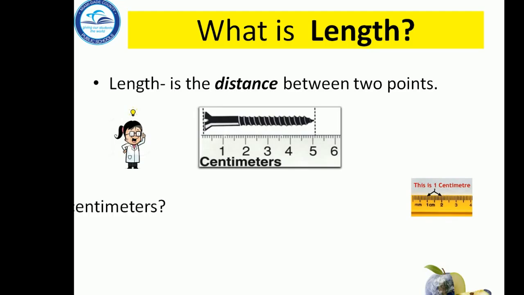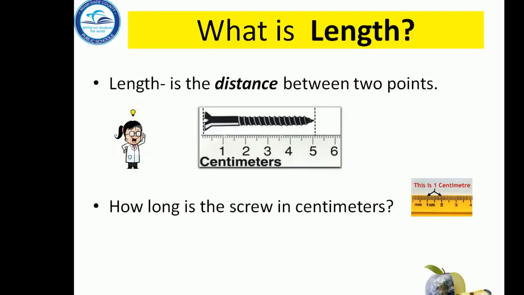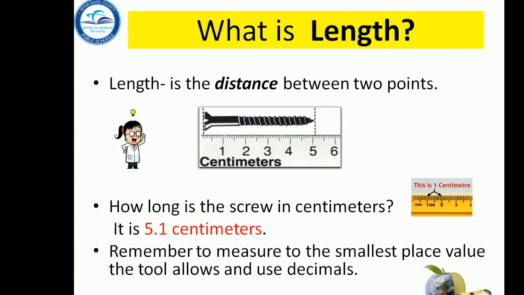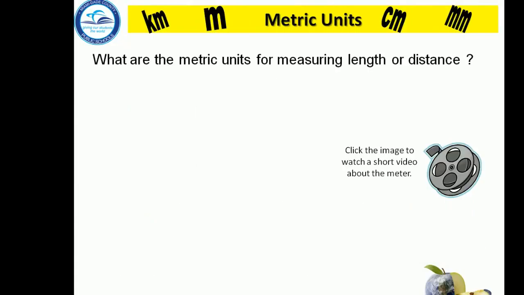So how long is this screw in centimeters? You'll notice it's just a little bit past the 5, and since it is just one dot out of the 10 past the 5, the answer would be 5.1 centimeters. Each of those little individual lines that you see there, these are millimeters. There are 10 of those in 1 centimeter. Remember that you need to measure to the smallest place value that the tool will let you use, and use decimals. So that's why we went to 5.1 centimeters.